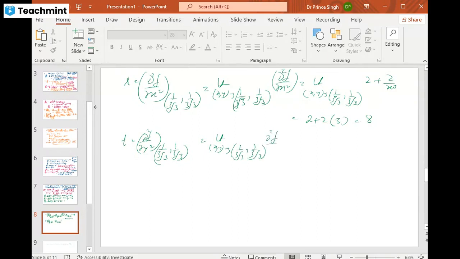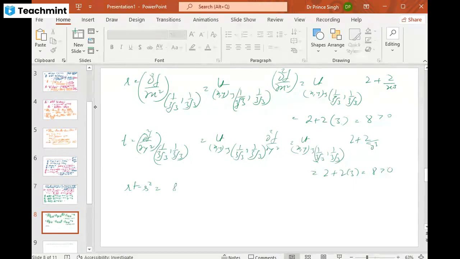Similarly, T is ∂²f/∂y². This is the limit (x, y) tends to (1 upon cube root of 3, 1 upon cube root of 3) of 2 plus 2 upon y³. Same function. So 2 plus 2 into 3, its value is also 8. Positive, positive. So what about RT minus S²?